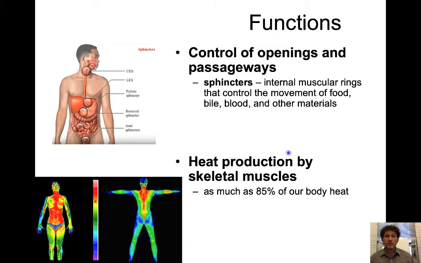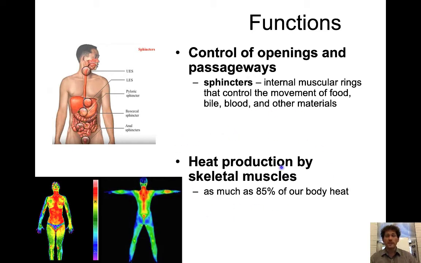What else does it do? Well, you learned about some sphincter muscles in labs, our orbicularis oculi and oris, so the sphincter muscles around our eyes and our mouth. But we also have a lot of sphincter muscles along our digestive tract that are going to help control the movement of food and bile and blood. And so they are that circular muscle that's going to open and close on these passageways.